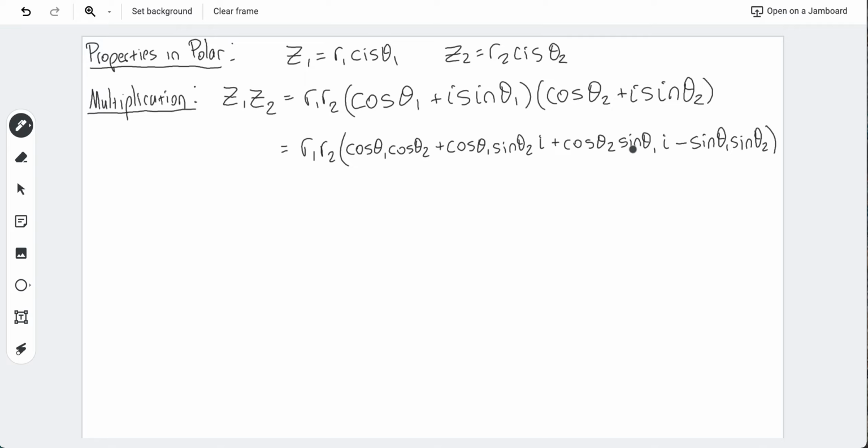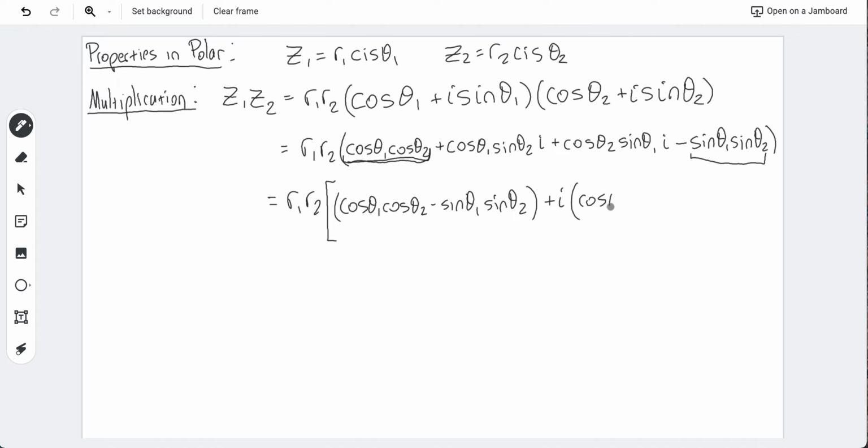So then, I mean, this looks like a disaster, right? But the discerning among you might notice that if I look at the real part and the imaginary part, let's move them into like the real part and the imaginary part, right? So this is r1 r2 times, and I'm going to write this as cos theta 1 cos theta 2 minus sine theta 1 sine theta 2. And then we'll do plus i times cos theta 1 sine theta 2 plus cos theta 2 sine theta 1.